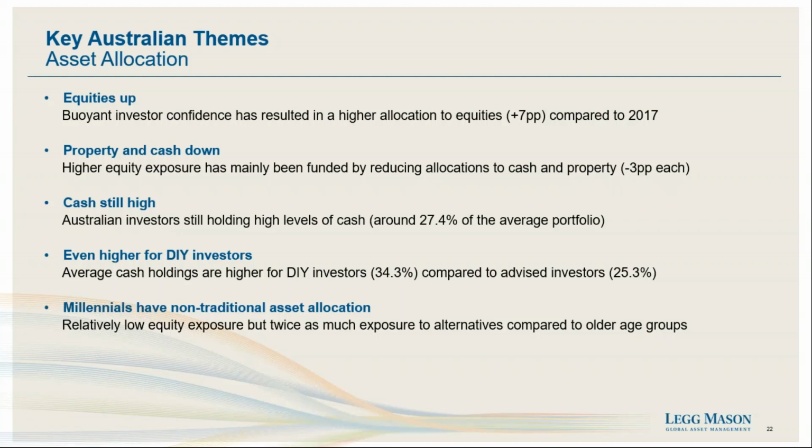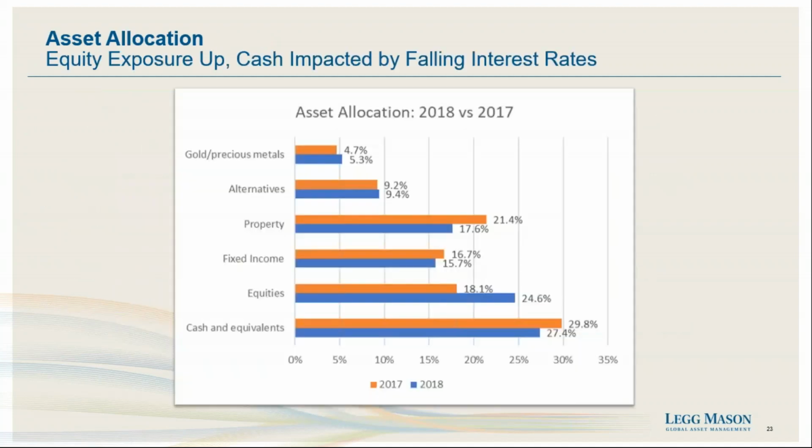And I think the last point I may pick off on this slide is the millennial point, having a more non-traditional asset allocation. We'll show some data to support this, but the millennials tend to be very, very different in the way that they think about investing and the way that they construct portfolios. And so this next slide just contrasts 2017 to 2018, and you can see some of the points that I've already referenced.